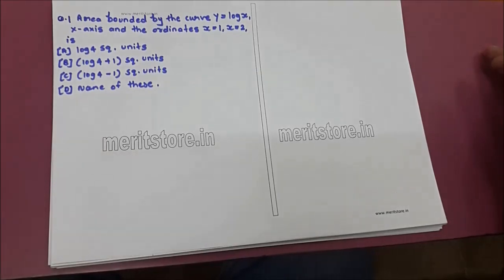Question 1. Area bounded by the curve y equals log x, the x-axis and the ordinates x equals 1 and x equals 2 is. There are four options: A, log 4 square units; B, log 4 plus 1 square units; C, log 4 minus 1 square units; D, none of these.